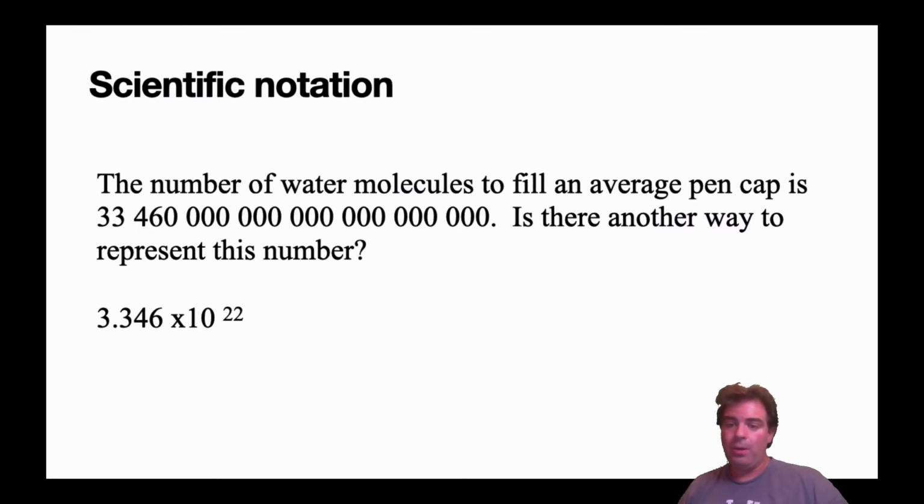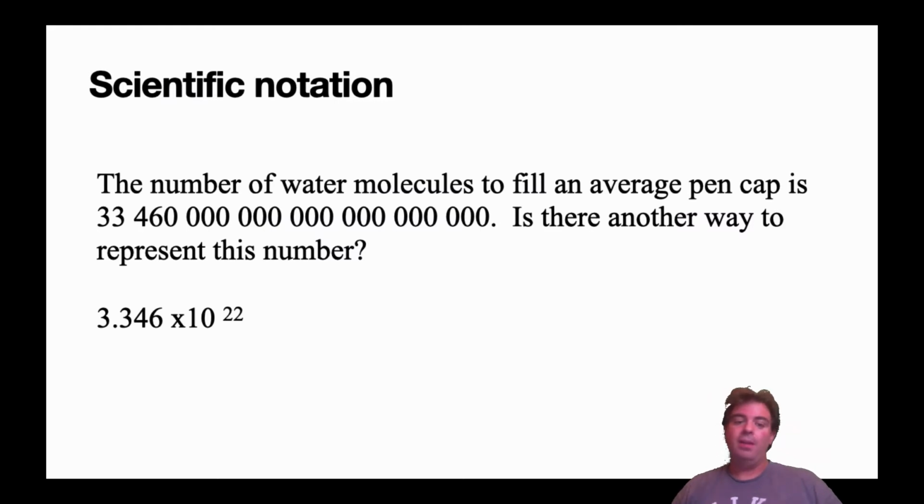And if we're talking about distances in space, this number becomes even more daunting. So there's a clear need to represent numbers in a much more efficient way. And that way is scientific notation. So the following number is actually represented by 3.346 times 10 to the 22nd.